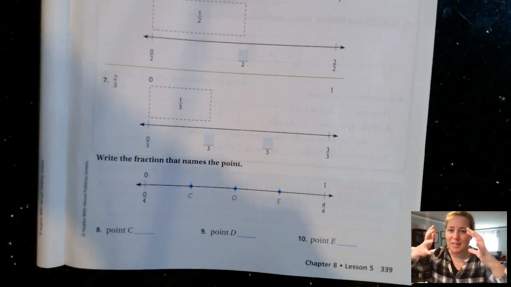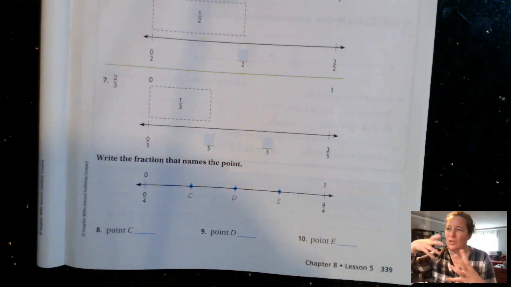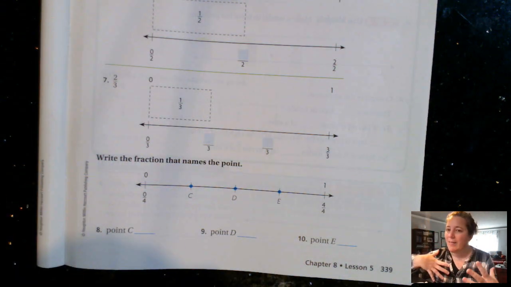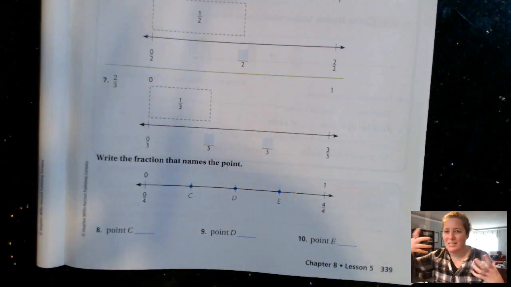Visualize something in your head that has the pieces so you can work with it. Like an octopus has eight legs, so that's how I envisioned that one. A tricycle has three wheels, that's how I envisioned that one.